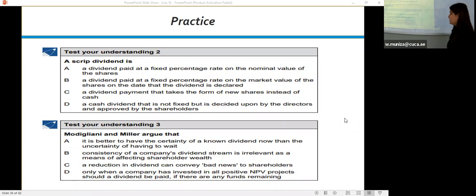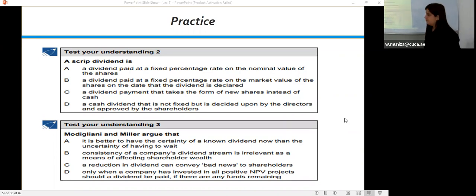Students, the Modigliani and Miller theory is the dividend irrelevancy theory. Modigliani and Miller argue that it is better to have a certainty of a non-dividend now than the uncertainty of having to wait. No. Consistency of a company's dividend stream is irrelevant as the means of affecting the shareholders' wealth. Is this? This is residual theory. Consistency of the company's dividend stream is irrelevant as a means of affecting shareholders' wealth.